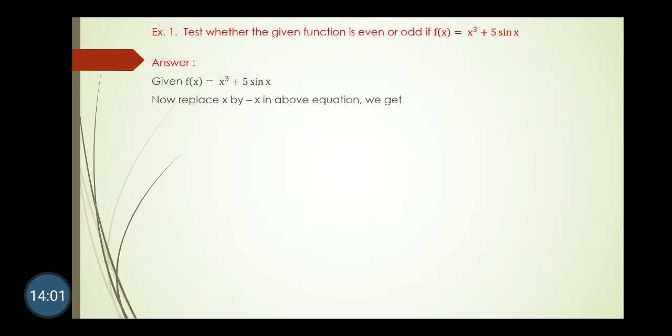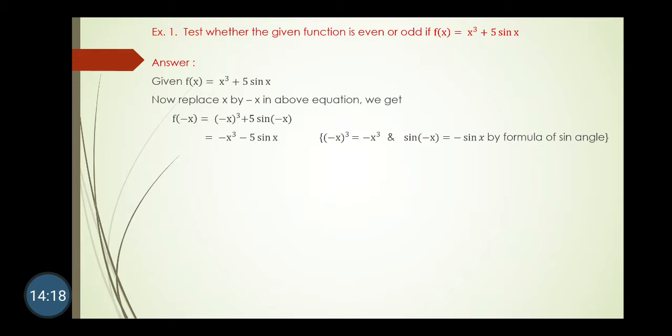So if we replace x by minus x in the above equation, it becomes what? f of minus x is equal to minus of x raised to 3 plus 5 into sine of minus x. We know minus x raised to 3 is minus x cube and sine of minus x is minus sine x. Then by formula of sine angle, if we take minus sign common and the bracketed value itself as f of x from the above equation, so f of minus x is equal to minus f of x. Then with the help of previous slide, it becomes what? f of x is an odd function.